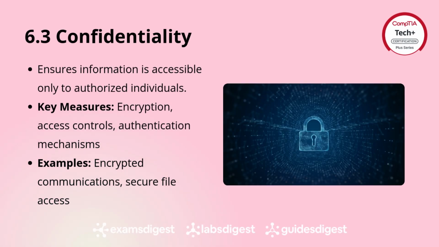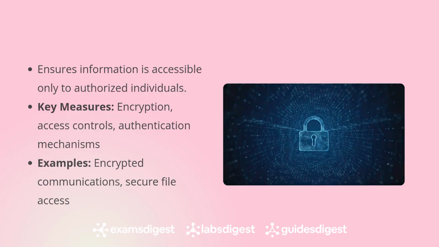Confidentiality ensures that sensitive information is accessible only to those authorized to view it. This involves implementing measures such as encryption, access controls, and authentication mechanisms to prevent unauthorized access. For example, encrypting data transmitted over the internet protects it from being intercepted by malicious actors.